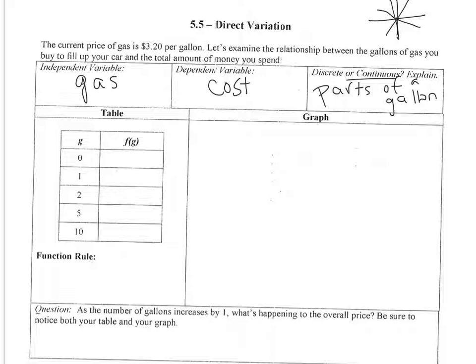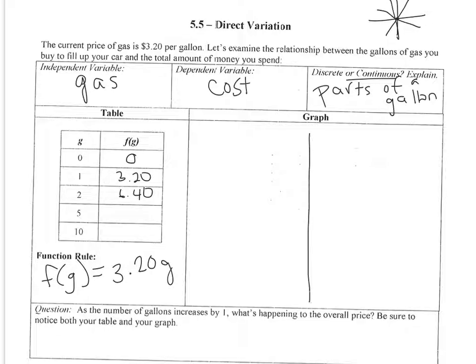So you could make a table and figure out the number of gallons and the cost associated. I'll just do a couple parts of this table. So this is 3.20, this is 6.40. Your function rule is going to be cost, or you could do C of G. My table already has G and F of G, so I'm going to use that. So it's F of G equals 3.20 a gallon.